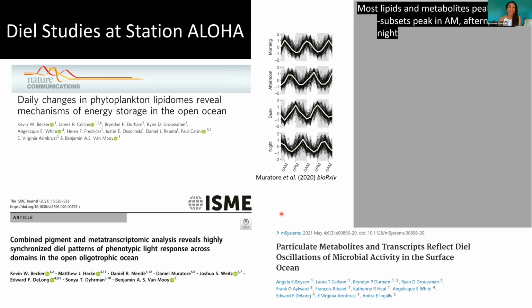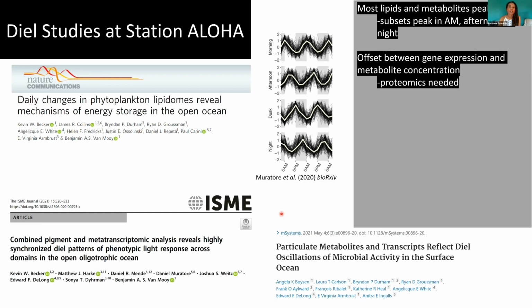And so the big takeaways are that most lipid and metabolite concentrations are peaking right at dusk. But there are a subset of molecules that are peaking in the morning, in the afternoon, and in the middle of the night. There tends to be an offset between gene expression and metabolite concentration. So oftentimes they would find that the metabolite would peak at dusk, but the gene responsible for the production of that metabolite would peak in the mid-afternoon. So that really suggests that we really need proteomics when we continue these studies.